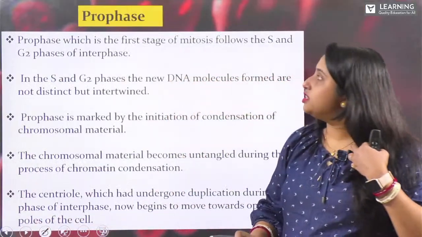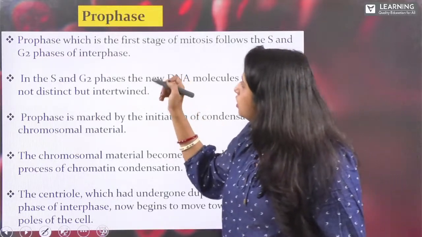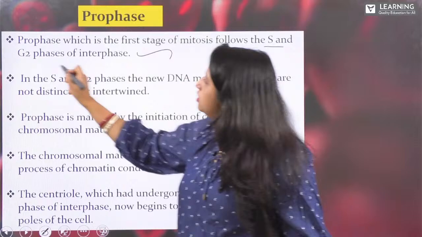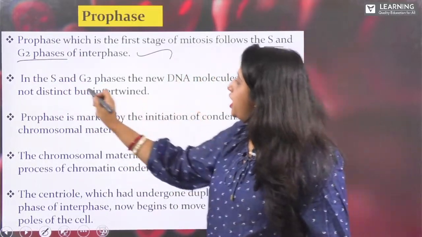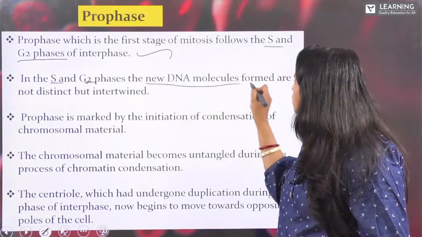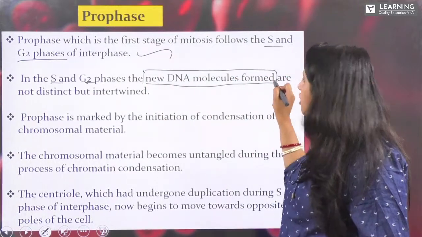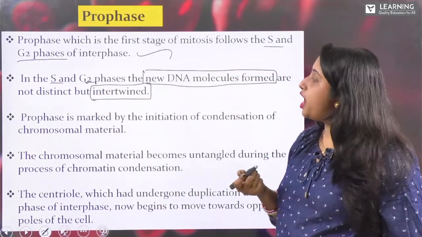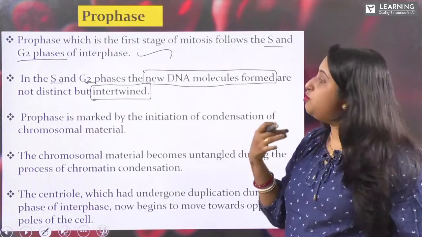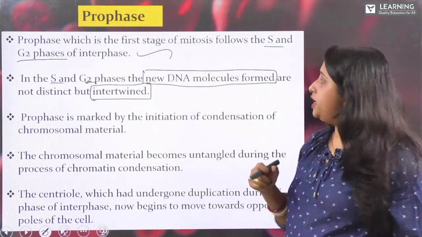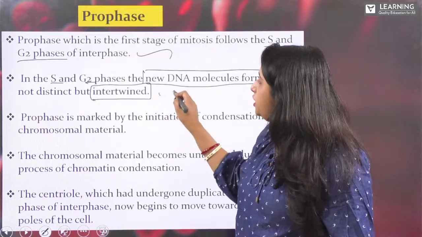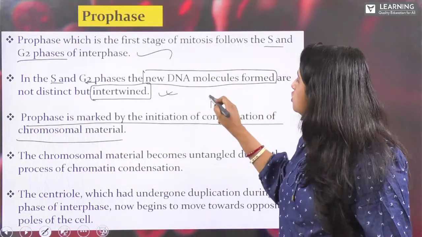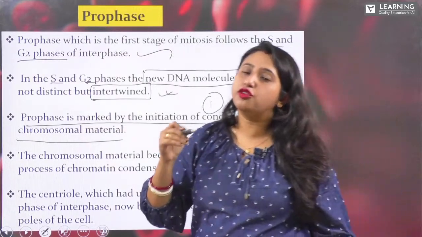So yes, now let us learn the M phase, what is given in your textbook. So prophase of the M phase. Prophase, which is the first stage, follows the S and G2 phase of the interphase. Now in the S and G2 phase, the new DNA molecules are formed but are not distinct, but intertwined. As you have seen, in the S and the G2 phase, the chromosomes, that is the DNA molecules, are being formed, but we cannot identify them properly, so they are not properly distinct. So prophase is marked by the initiation of condensation of chromosomal material. So number one point, what we have learned, is that the condensation of chromosome takes place, isn't it?